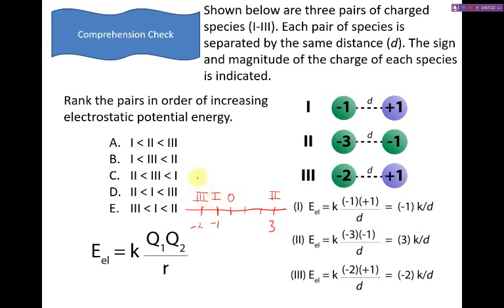And since these are increasing from left to right, and we want to place them in increasing order, we can simply set the inequalities. And we see that 3 is less than 1, which is less than 2. And that gets us E as our final answer.